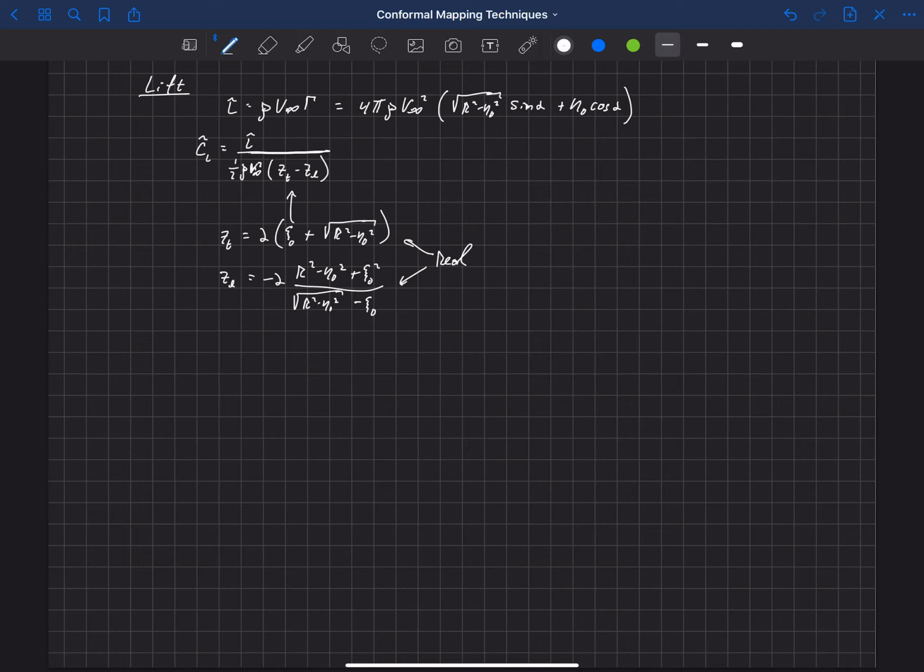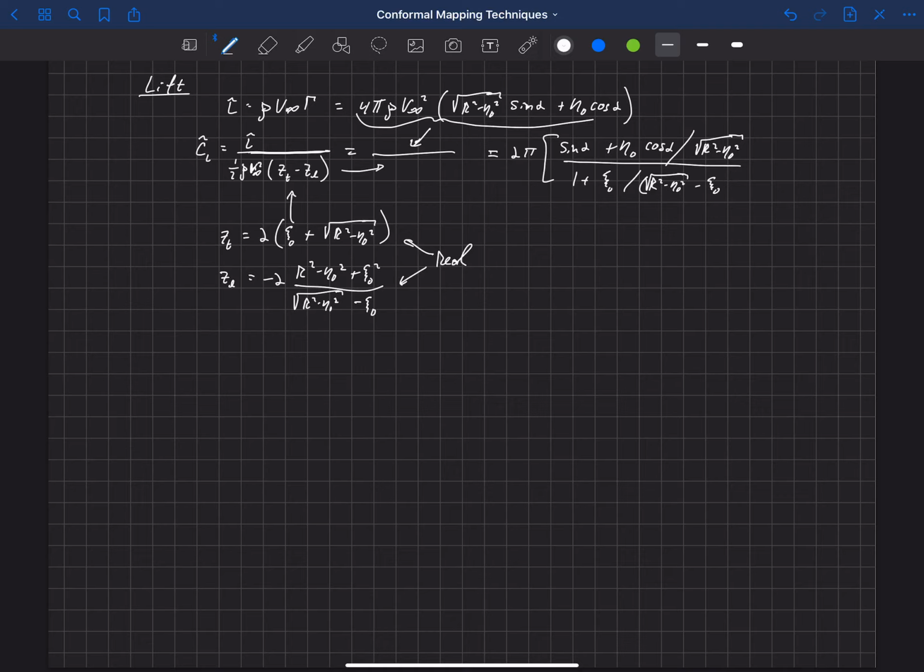Okay, so if we take this expression for lift and plug it in and divide it by all the stuff in the denominator, what we get is 2 pi times sine alpha plus eta naught times the cosine of alpha divided by the square root of r squared minus eta naught squared, and then that whole thing divided by 1 plus c naught over the square root of r squared minus eta naught squared minus c naught.